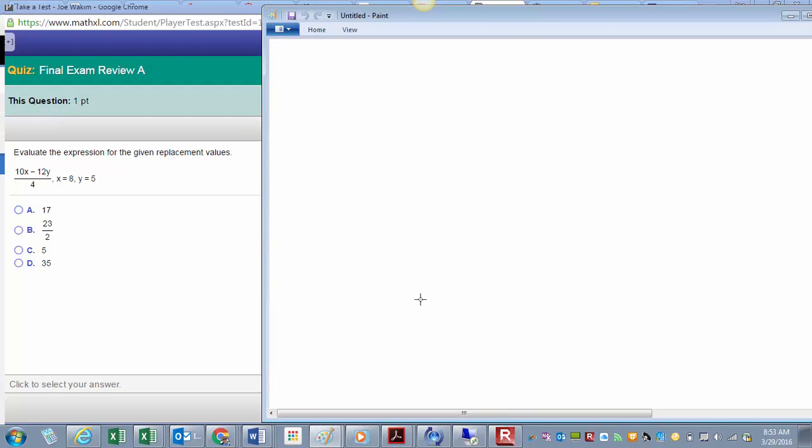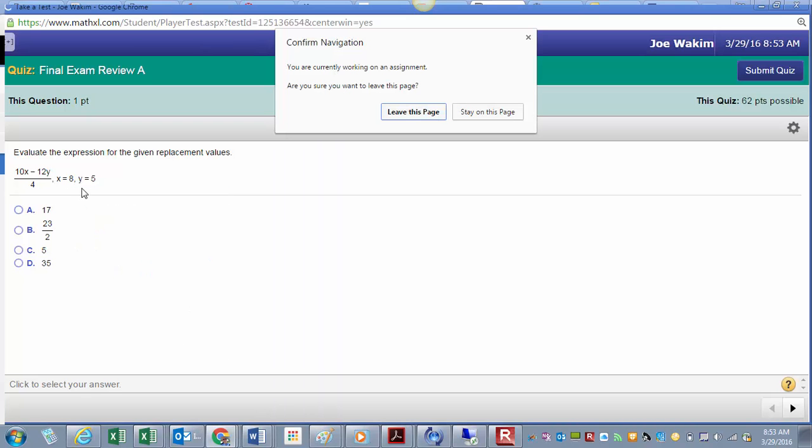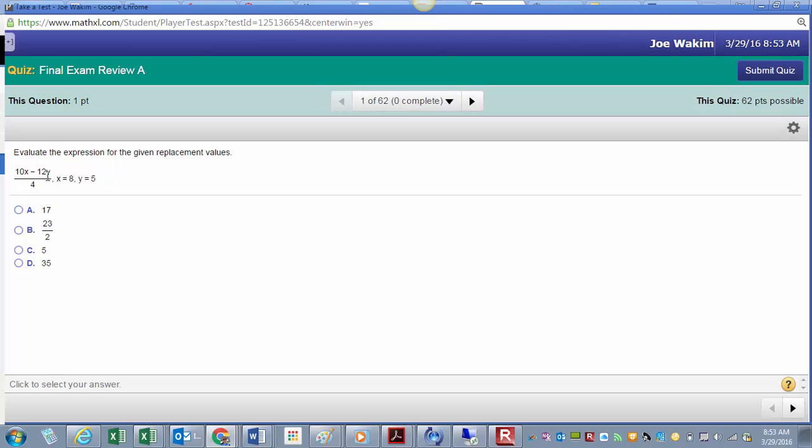Alright, let's go over the first exercise: evaluate the expression for the given replacement values. So we're going to substitute x equals 8 and then substitute y equals 5, and then do the math and then figure out the best answer to respond to. So let's try, here we go.